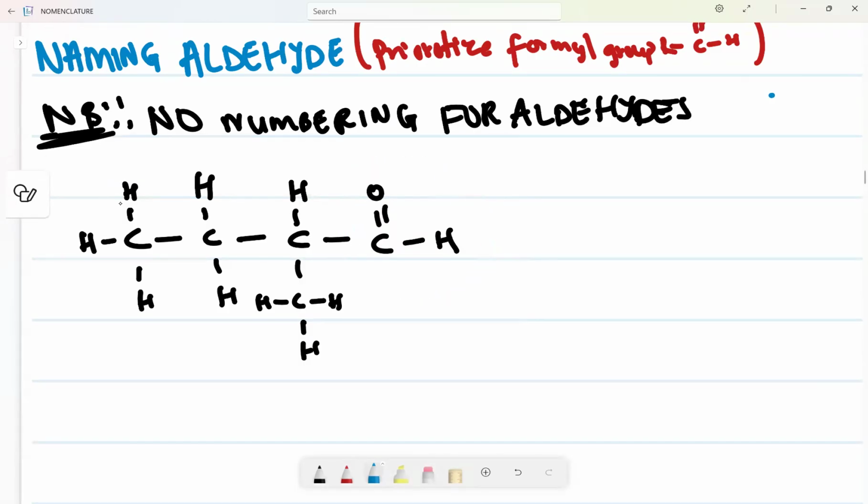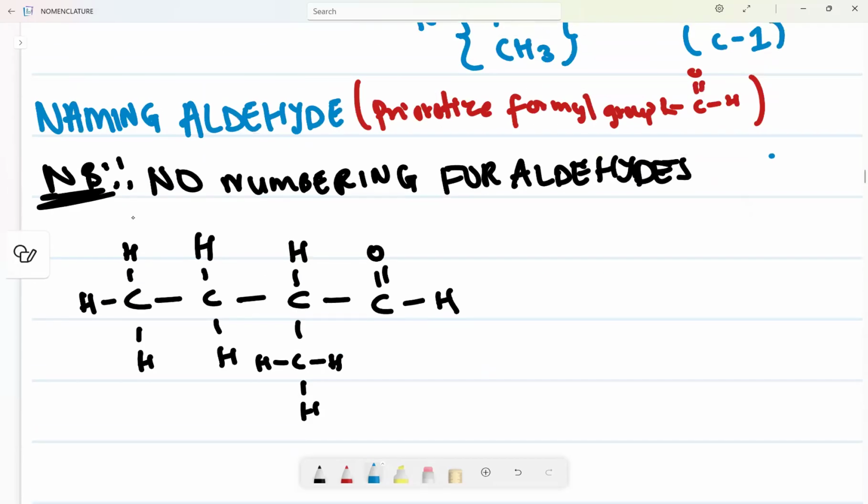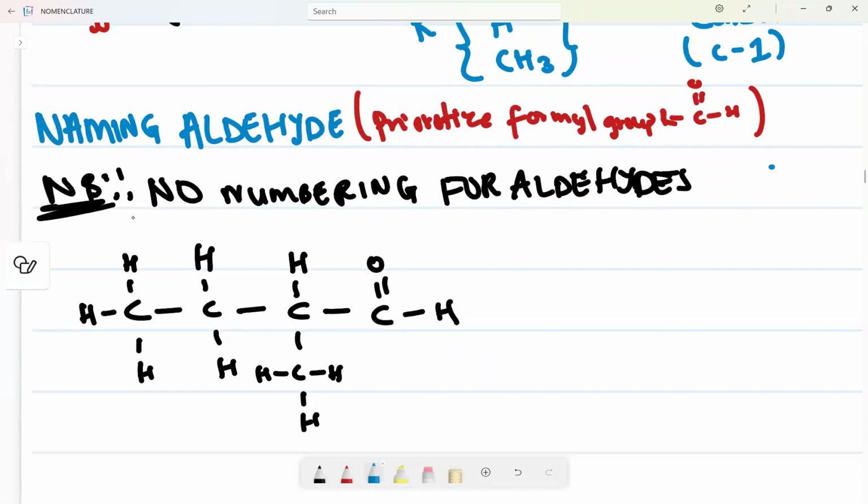Hence, we say it is an aldehyde. So when we name this, for the functional group, we do not need to number it, because it is always on carbon number 1. Let me say, no numbering for the functional group.